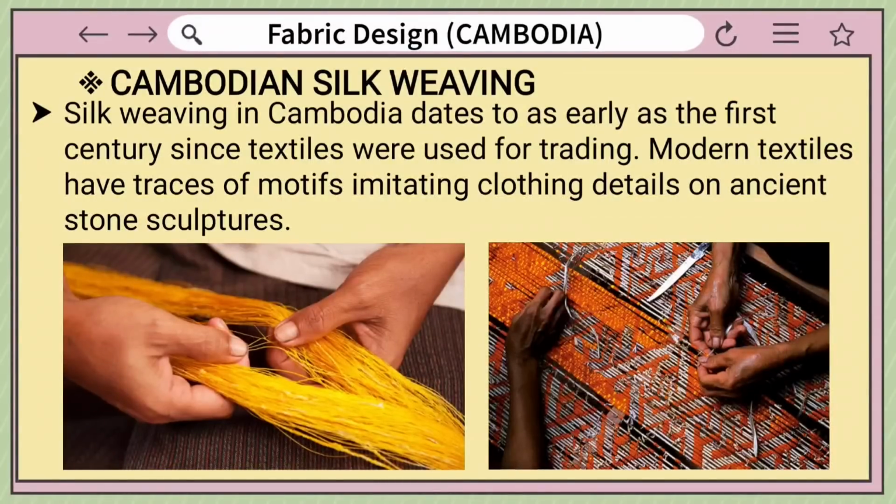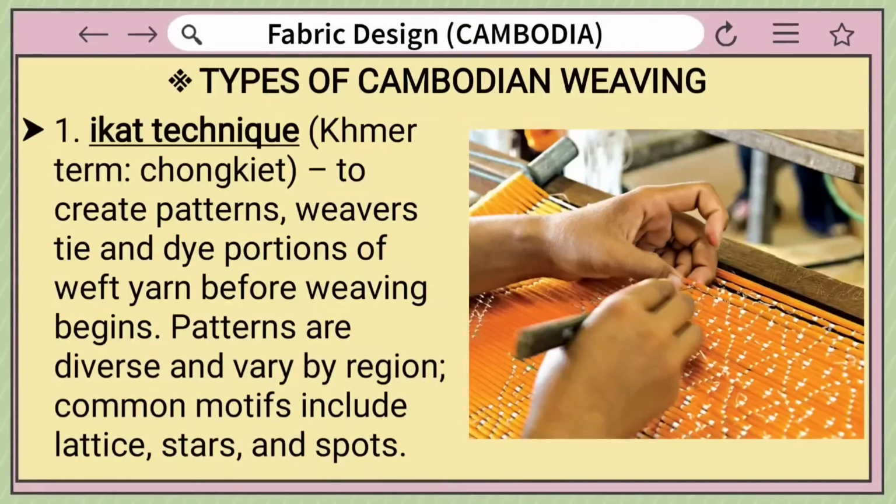Silk weaving in Cambodia dates to as early as the 1st century since textiles were used for trading. Modern textiles have traces of motifs imitating clothing details on ancient stone sculptures. We have different types of Cambodian weaving. The first one is called the ikat technique. In Khmer term, it is called chongkiet.